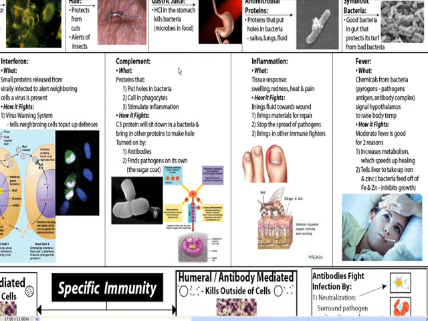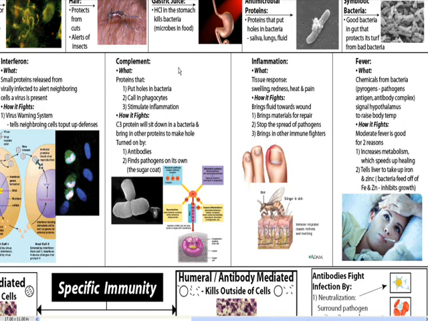Fever, chemicals, or pyrogens from antigen-antibody complexes, or from bacteria or toxins will signal the hypothalamus to raise body temperature. What this does is it has two effects. First of all, it'll increase metabolism, so it speeds everything in the body up, which is also going to speed up healing.